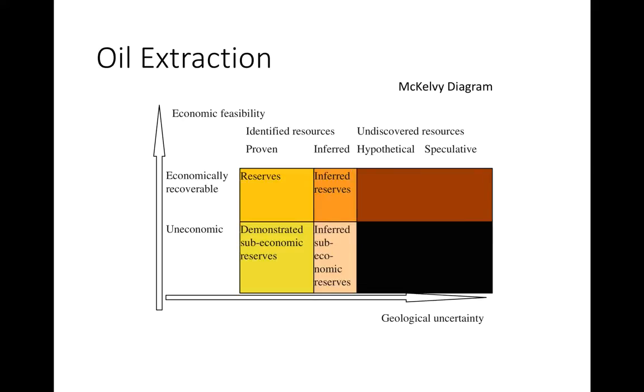What the McKelvey diagram does is it puts them into 4 key quadrants. These are the identified resources. You can have either proven resources or inferred resources. And among proven resources, you can have economically recoverable resources. And those are the ones that you want to develop.